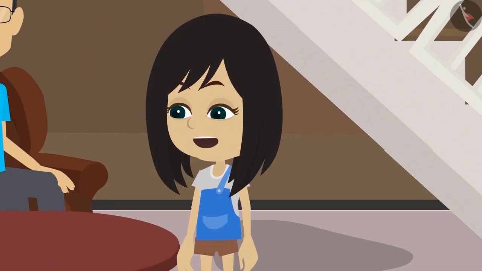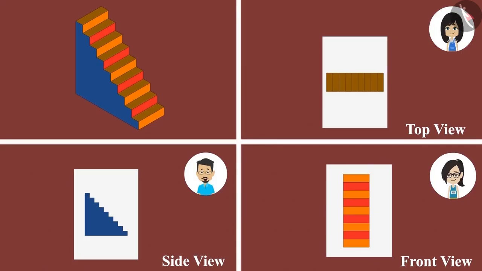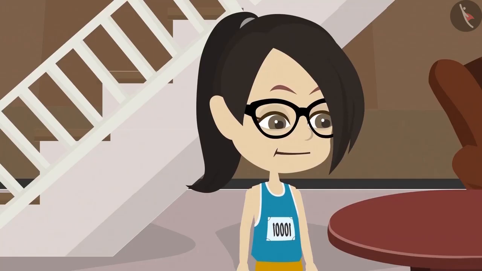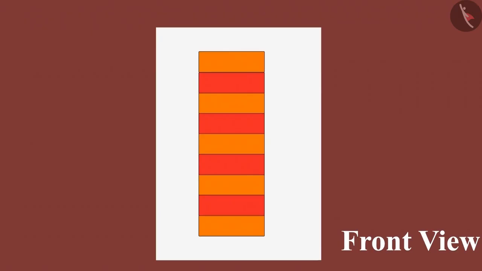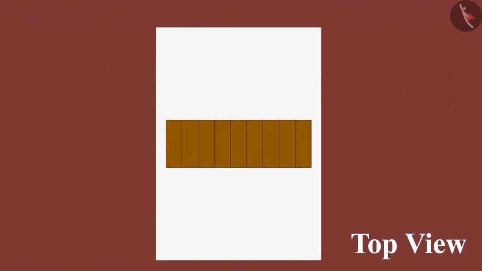That means when an object is seen from the front, then its front view will be visible. Yes, and that's why Vandana's drawing appears to be different from our drawings. Yes, this is a colorful rectangle. So, did you understand? This is the front view of the staircase, this is the side view, and this is the top view. What did you understand?